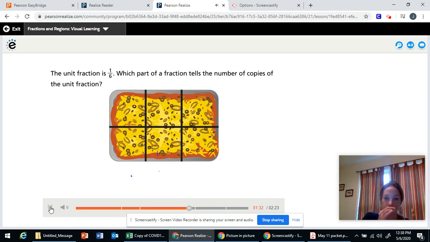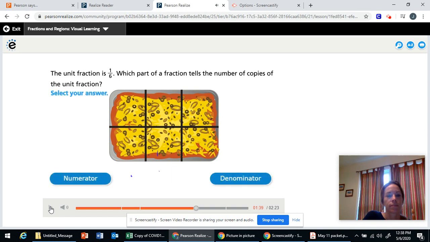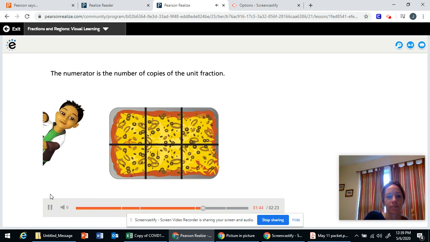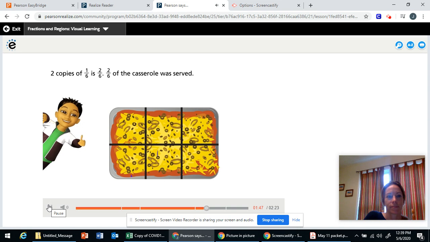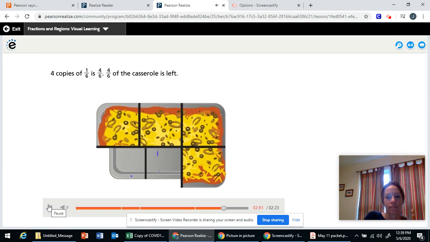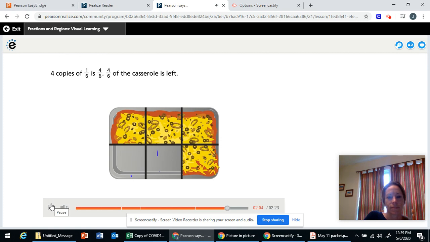The unit fraction is 1/6. Which part of a fraction tells the number of copies of the unit fraction? Select your answer. So the answer we would pick is numerator. The numerator is the number of copies of the unit fraction. 2 copies of 1/6 is 2/6. 2/6 of the casserole was served. 4 copies of 1/6 is 4/6. 4/6 of the casserole is left.